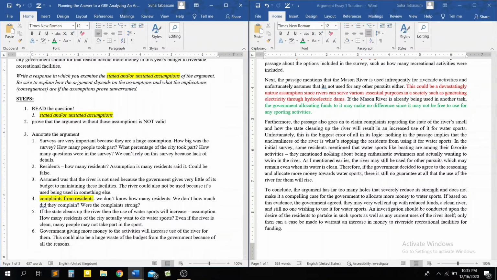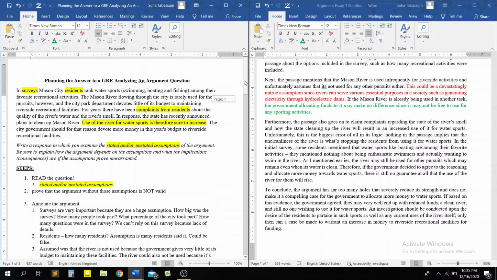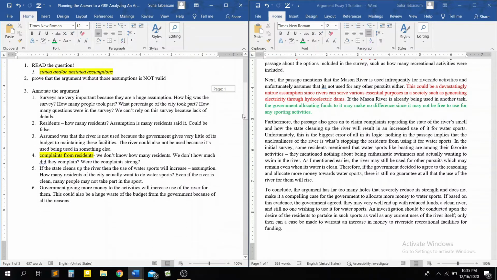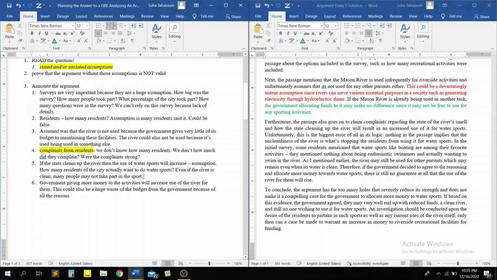Okay, next. So this is my final body paragraph, and here I mentioned that the passage said that cleaning up the river could increase participation. For example, there have been complaints from residents about the quality of the river's water, and the state said that they would clean it up. Therefore, the river use for water sports is sure to increase. This is what the passage said. And our unstated assumption was that even if the river is clean, people may not decide to participate in the sport.